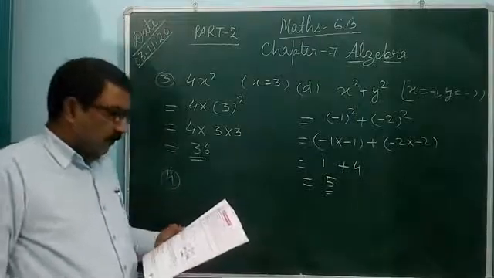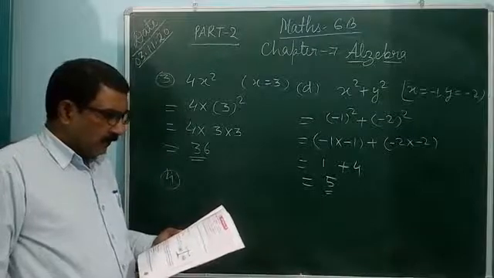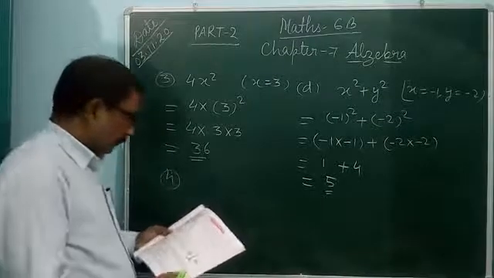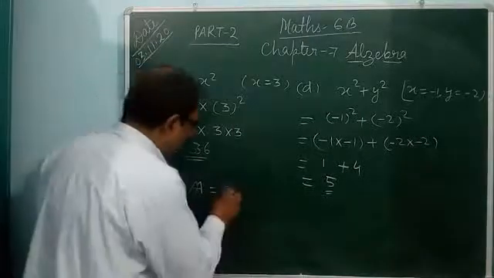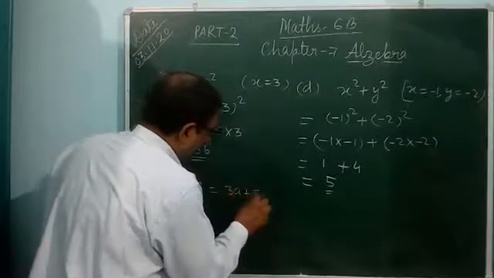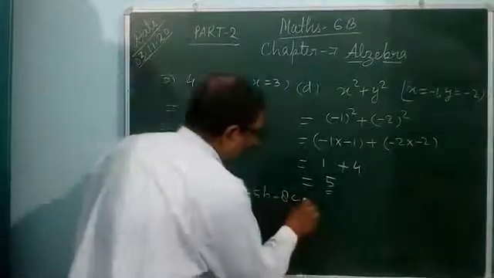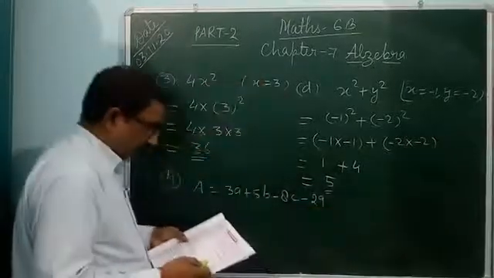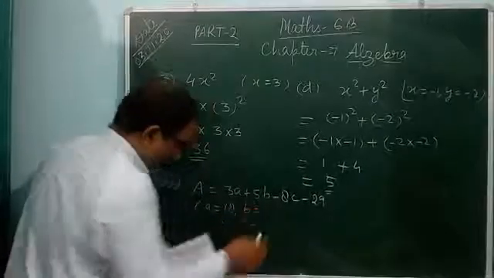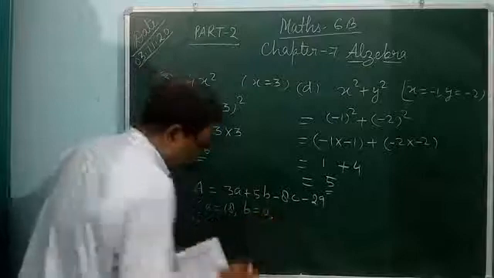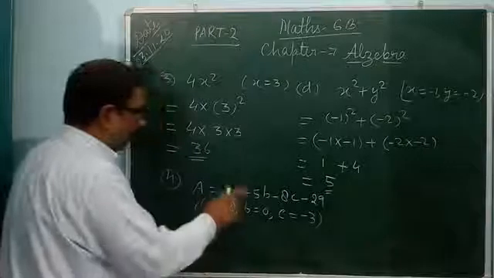From the formula a is equal to 3a plus 5b minus 8c minus 29, find the value of a when a is equal to 18. It is given a is equal to 3a plus 5b minus 8c minus 29. If it is given a is equal to 18, b is equal to 0 and c is equal to minus 3, so you find the value of a.